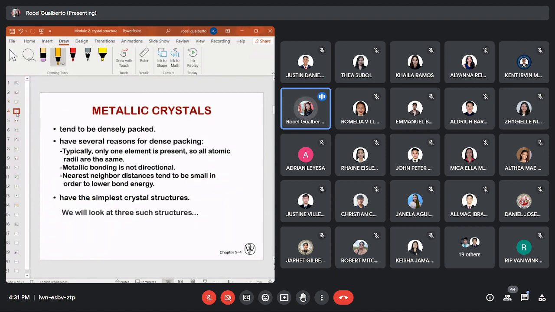Okay, so let us go now to the metallic crystals. Okay, so the metallic crystals, these are where we usually see a defined structure. Okay, the crystalline structure. Okay, so they tend to be densely packed. Okay, why would they be denser? So these are the several reasons why they exhibit dense packing. Okay, so one, typically only one element is present. So all atomic radii are the same. Okay, just like this one.